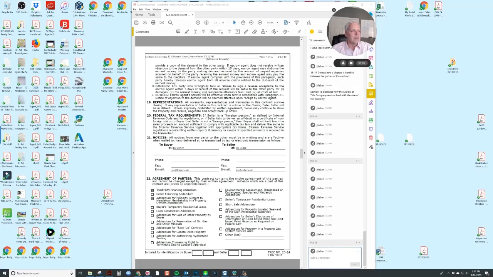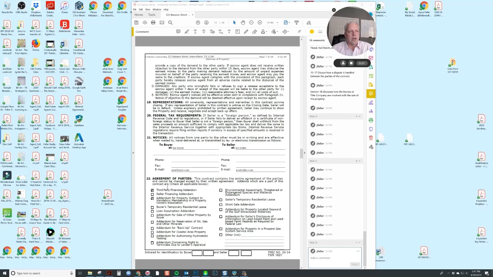On this page, you've got 21, which is explaining the contact information for both parties of the contract. So to the buyer, if any notifications were being sent from the title company, they would utilize this section to identify where to send it. And the same goes here for the seller.